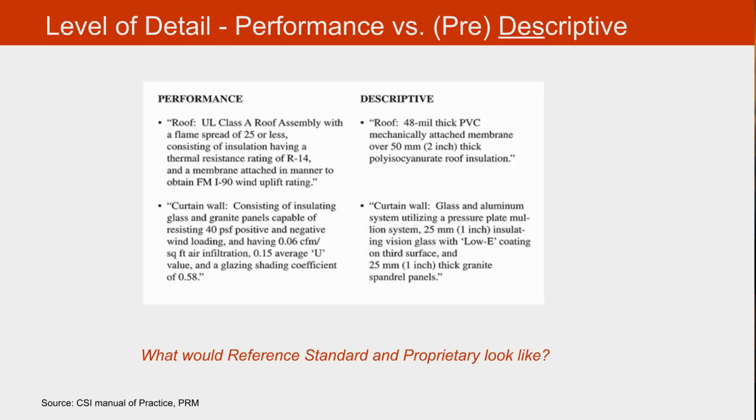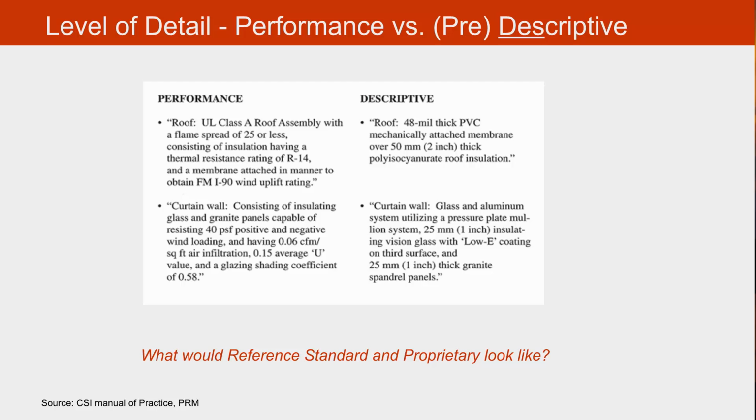The level of detail between performance and prescriptive or descriptive specifications is really quite clear, and these are some really good examples that you should study. For example, a performance specification for a roof is simply going to say it must meet the UL Class A roof assembly with a flame spread of 25 or less. It must have insulation with a thermal resistance rating of R14 and a membrane attached in a manner to obtain a Factory Mutual I-90 uplift wind rating. In other words, it's not specifying a product, a type of material, anything. It just says, in the end, when this roof is done, it shall meet these criteria. And of course, what's not listed there is it shall be watertight.